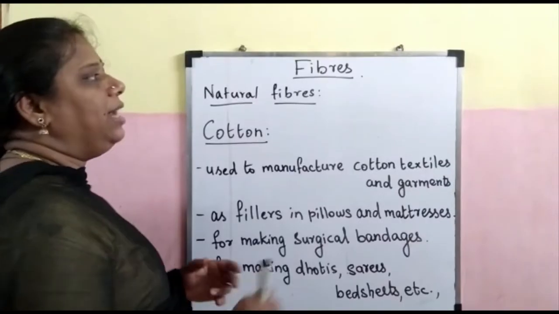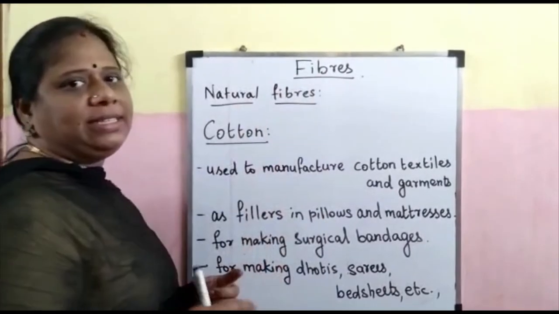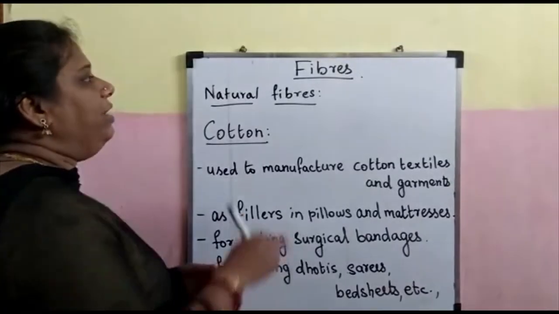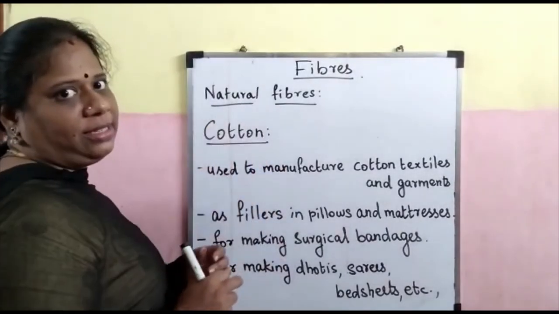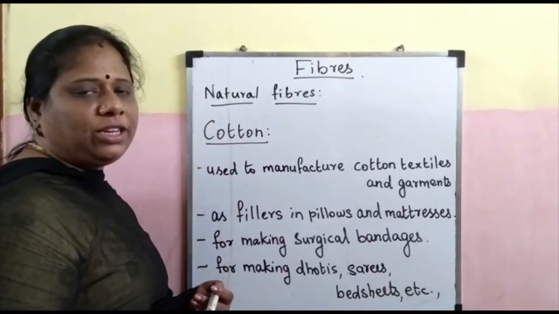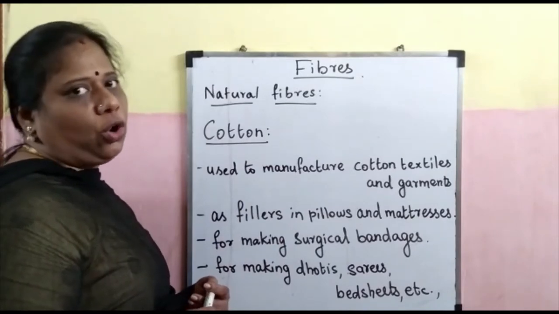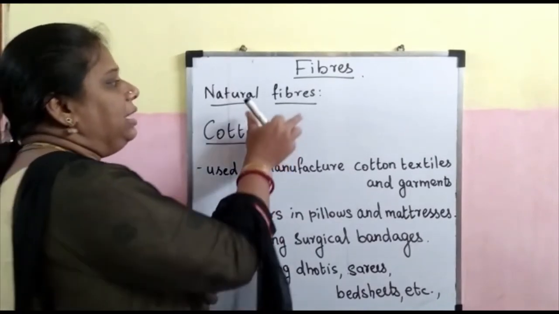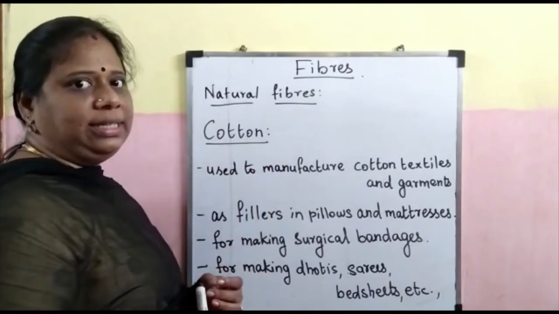Children, in today's science class we are going to learn about synthetic fibers, followed by grains. Last class we learnt about fibers, isn't it? In fibers we learnt natural fibers. Natural fibers, examples are cotton, jute, coir. We learnt about cotton, isn't it?